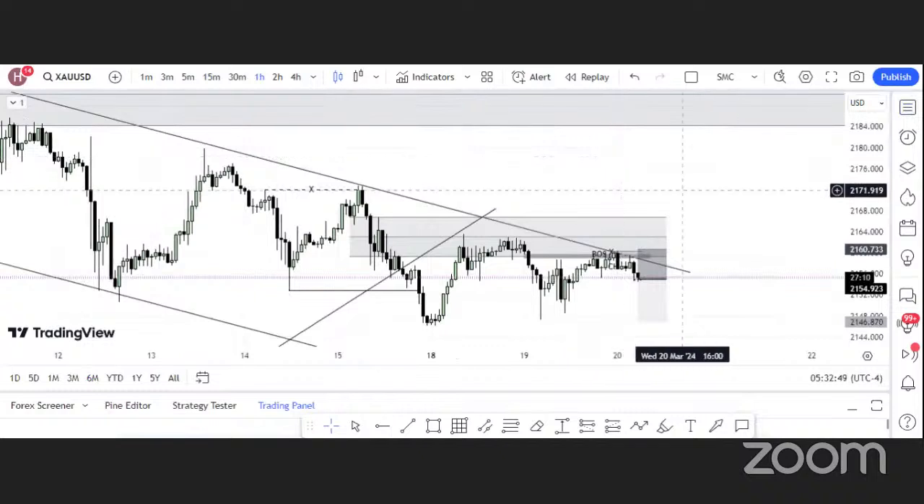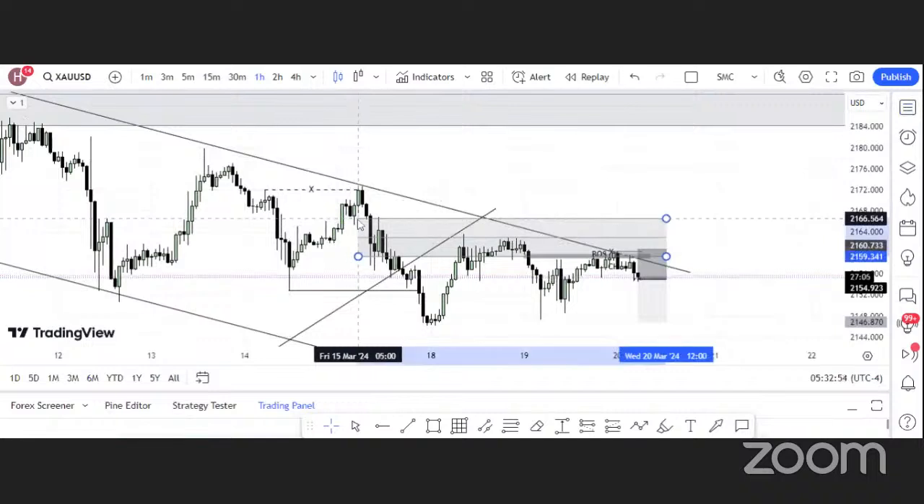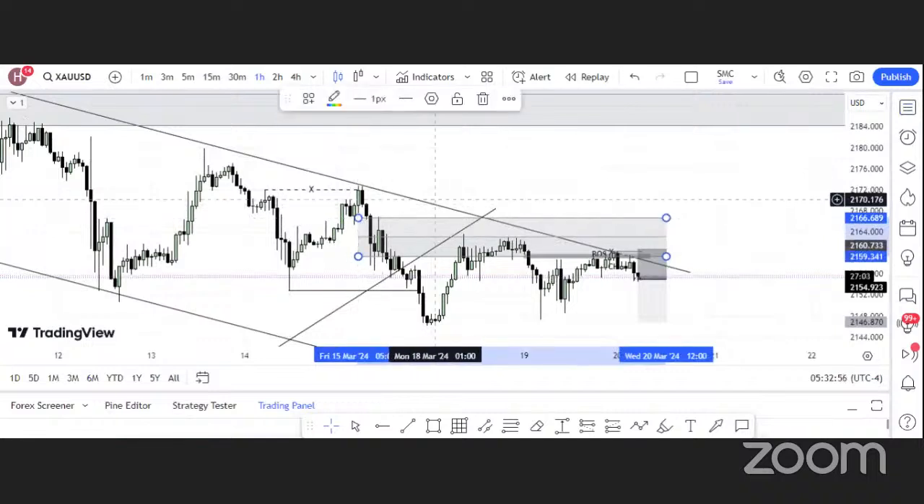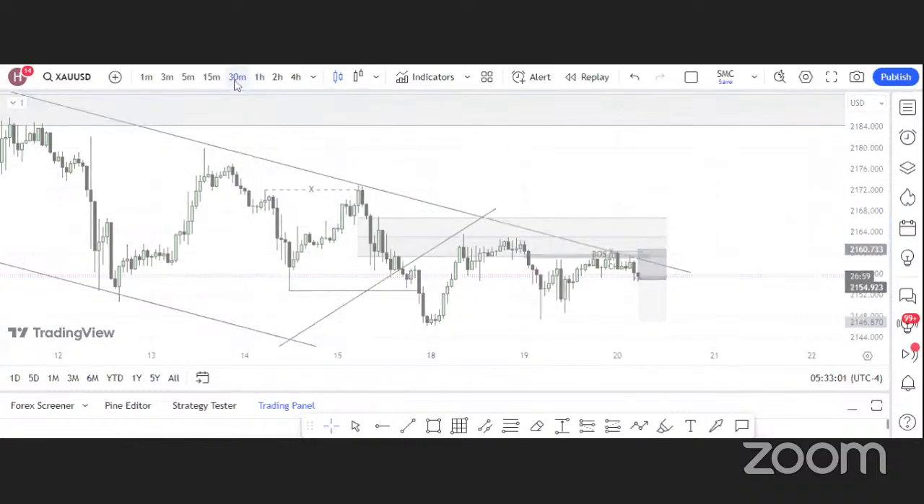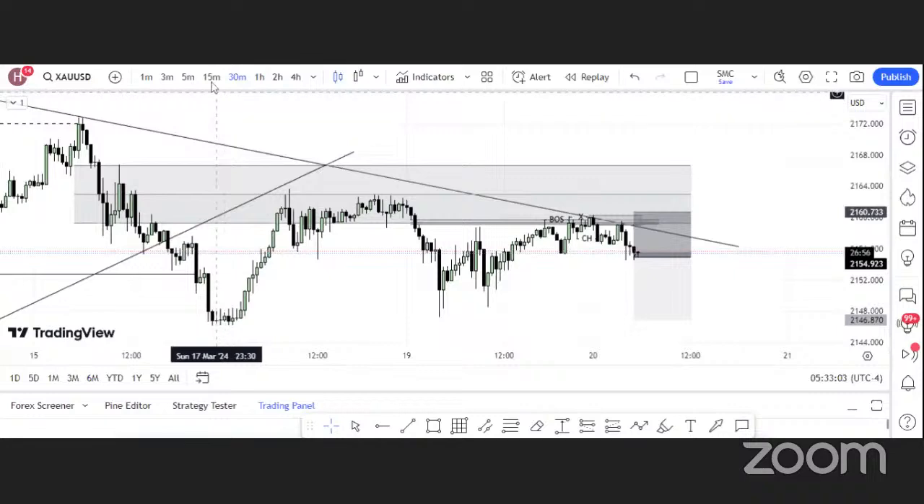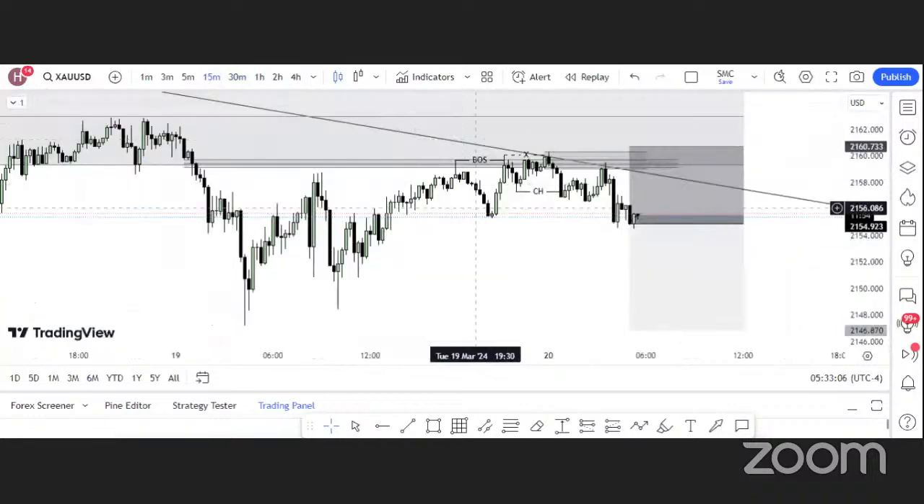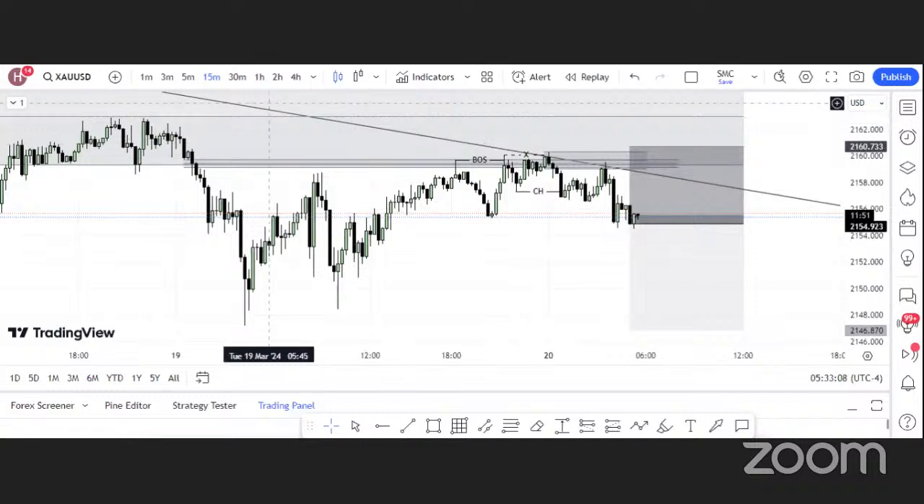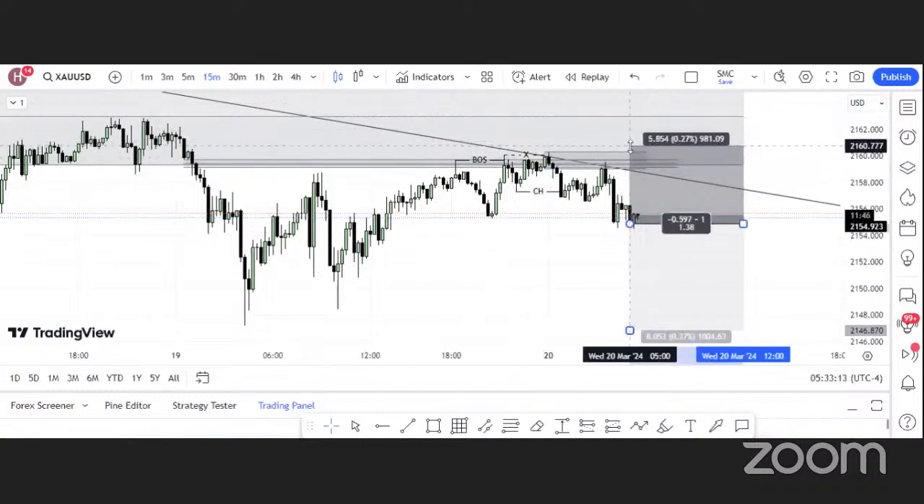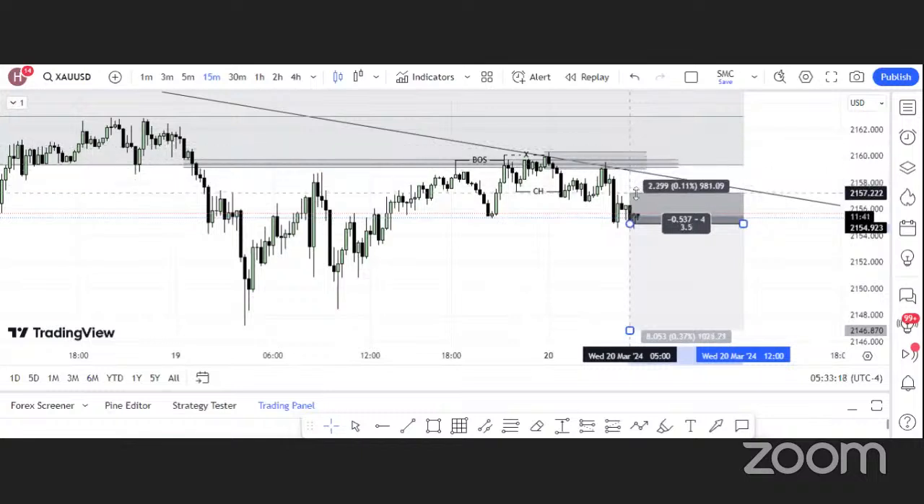So let's continue, guys. All right, so the requirement wasn't met, and as I've said earlier, I don't want us to take the trade from the 1 hour time frame. So look at the 15 minutes time frame. You see the stop loss is wide, right? So I'd prefer something like this where we have a very small stop loss.